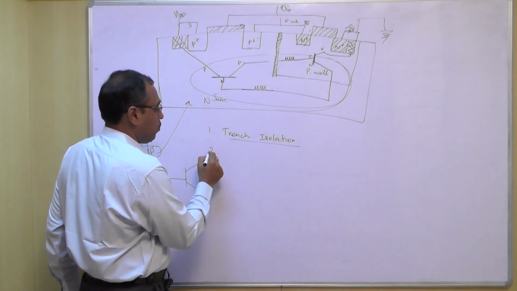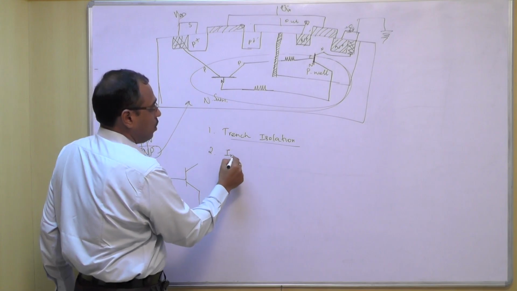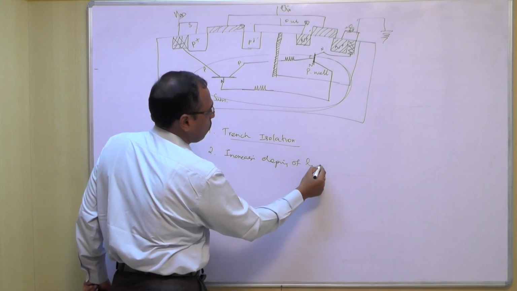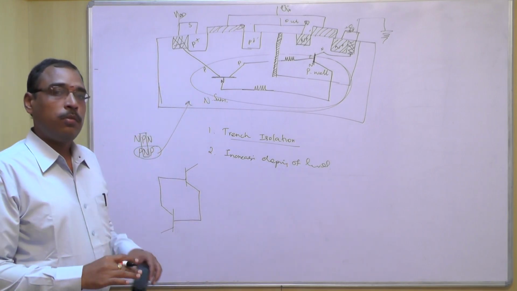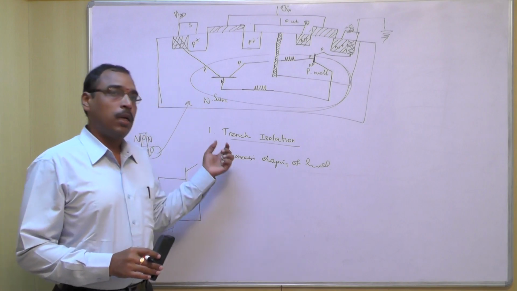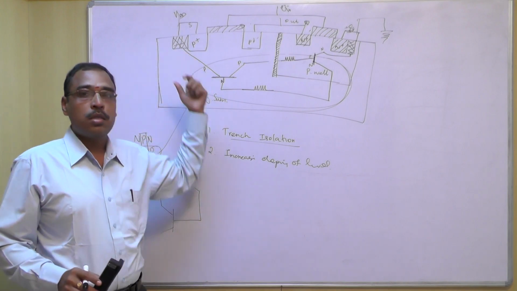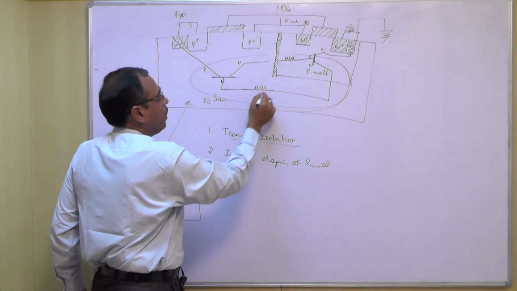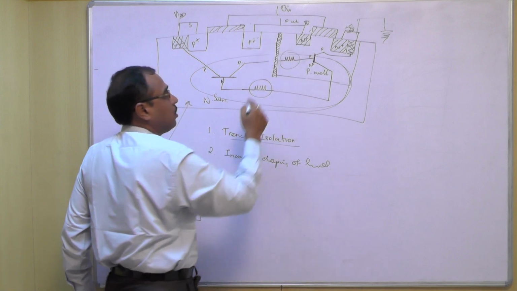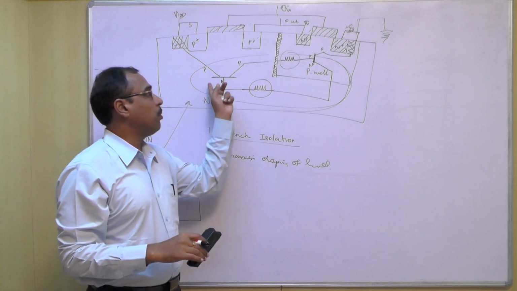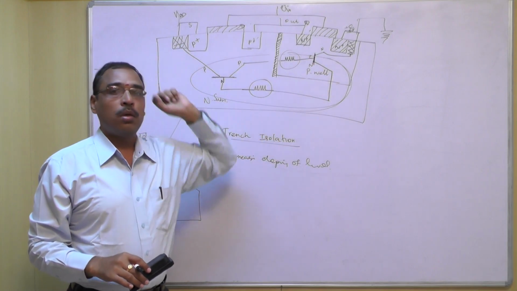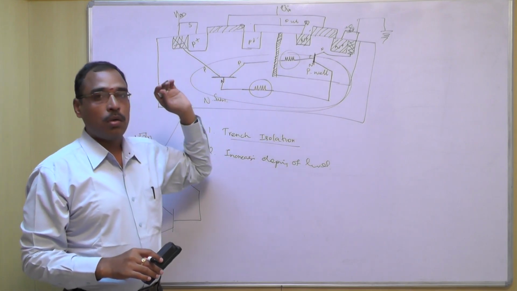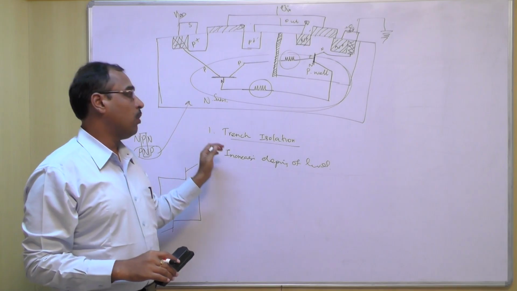Another method is increasing the doping level of the substrate. So what will happen if we increase the doping level? When the doping level increases, automatically the resistance decreases. Once the resistance decreases, the voltage drop in this substrate resistance is not enough to make the bipolar transistors turn on. Once the drop is less, automatically this transistor will not be turned on. This is another way to avoid latch-up.